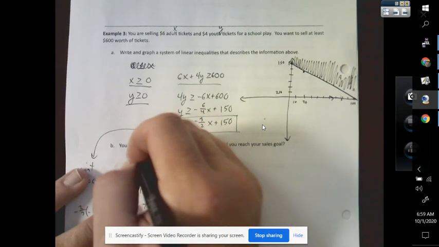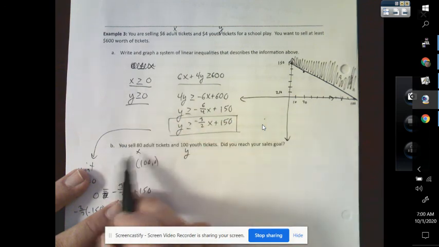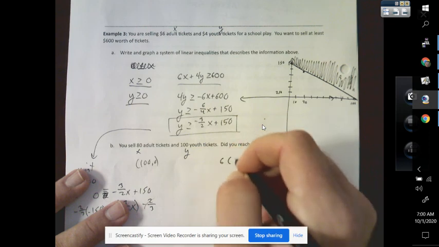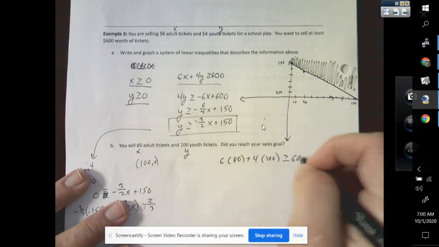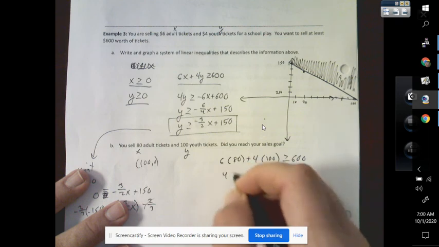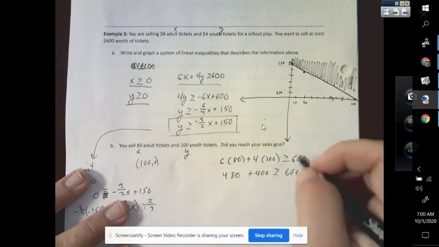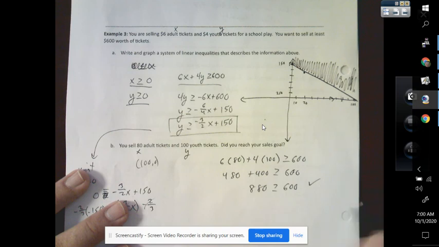Just to show you guys, though, that's my x, that's my y. I'm going to plug it into, does it meet these two requirements? Are 80 and 100 greater than or equal to 0? Yes. Now I'm going to plug it over here. 6 times 80 plus 4 times 100. See if that's greater than or equal to 600. This gives me 480 plus 400. 880 is greater than or equal to 600. That's a true statement. So did I reach my sales goal? Yes, I reached my goal.